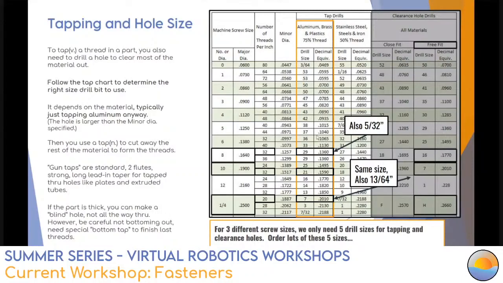So let's look at this again. For 3 different screw sizes, an 8-32, a 10-32, and a 1/4-20, we only need 5 drill sizes, because this number 7 that we use for tapping a 1/4-20 is the same number 7 you're going to use to create that 10-32 clearance hole. So it's another good reason to standardize these hole sizes. And if you have a large fractional drill bit set, you can use the 13/64. This number 29, a 0.136, is very close to a 9/64. So for 3 screw sizes, we only need 5 drill sizes for tapping and clearance holes. Order all 5 of these. Order lots of them. You're going to go through a lot of them.